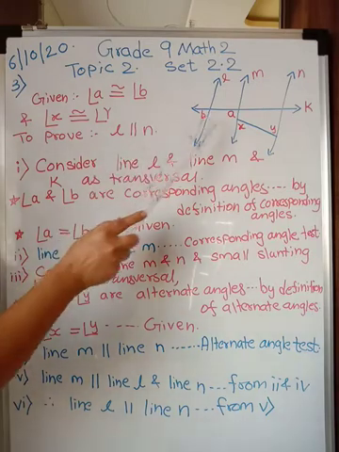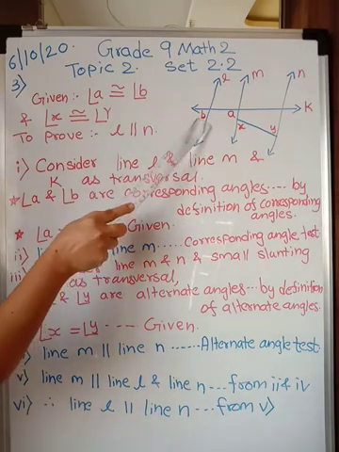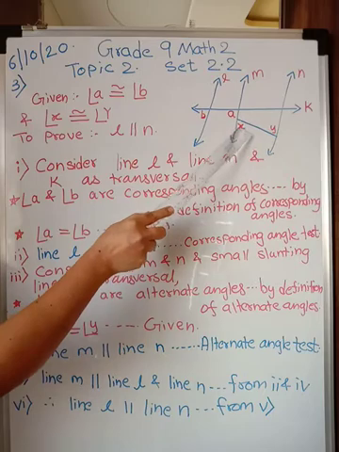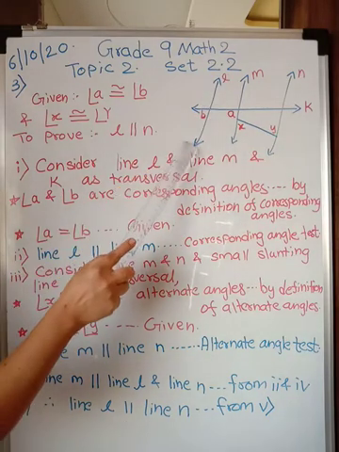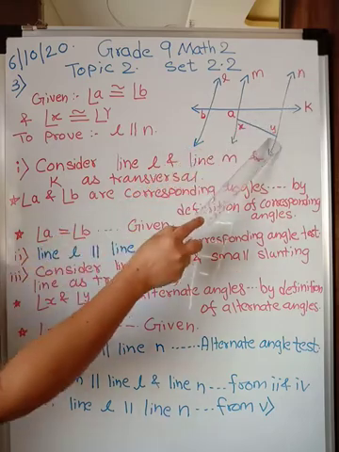Now, what is given? Angle A is congruent to angle B is given. Angle X is congruent to angle Y is also given. And we have to prove that line L is parallel to line N.